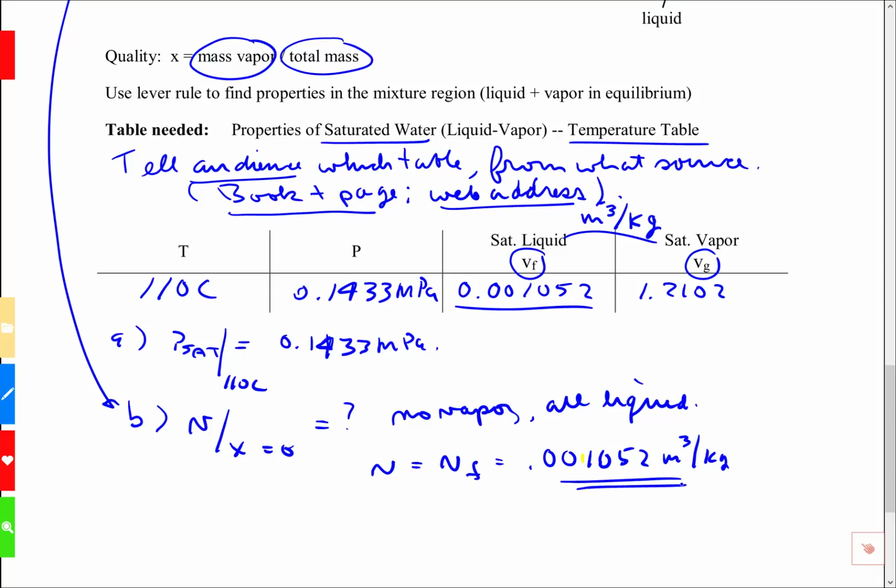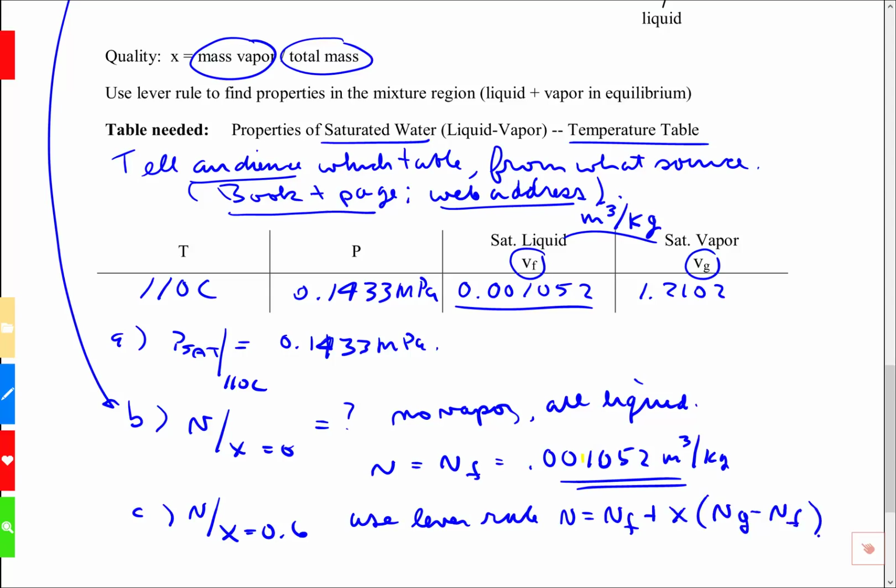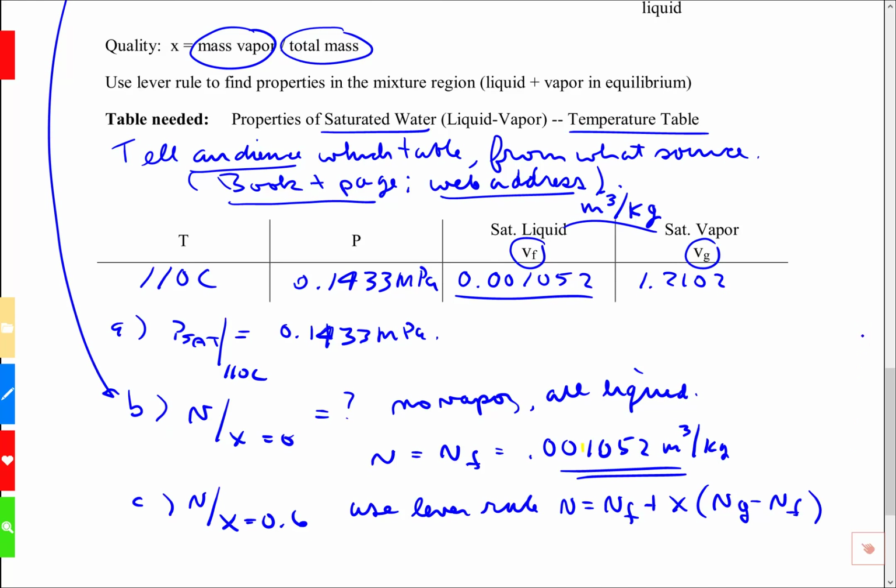And now let's look at part C, where we were asked to find the specific volume under the condition x equals 0.6. All right, this is where we're going to use the lever rule. And the lever rule for this case, for specific volume, says the specific volume at the situation we want is V sub F plus the quality times the difference between V sub G and V sub F.